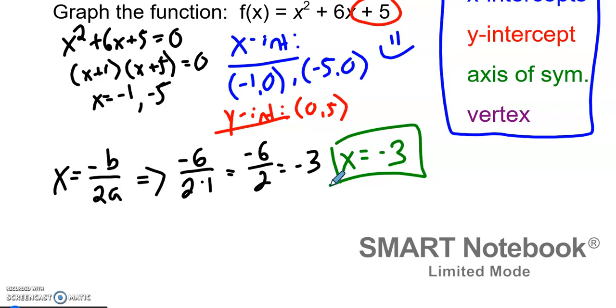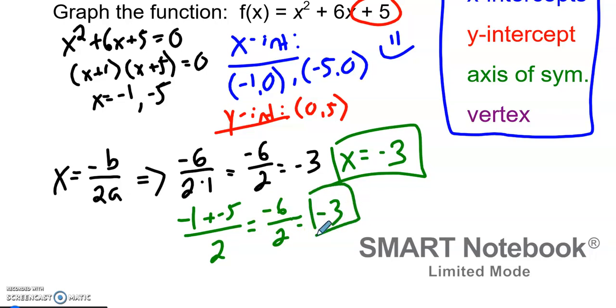So if we want to take the average of it, well, our x-intercepts are -1 and -5, so -1 plus -5, and there's 2 quantities there. So it's going to be -6 over 2, which is also equal to -3. If you're just trying to find the vertex from the start, then you can use x is equal to -b over 2a. But if you have the x-intercepts, you can just find the average of them, or just find the middle value between them by adding them together and dividing by 2, and you still get the same answer.